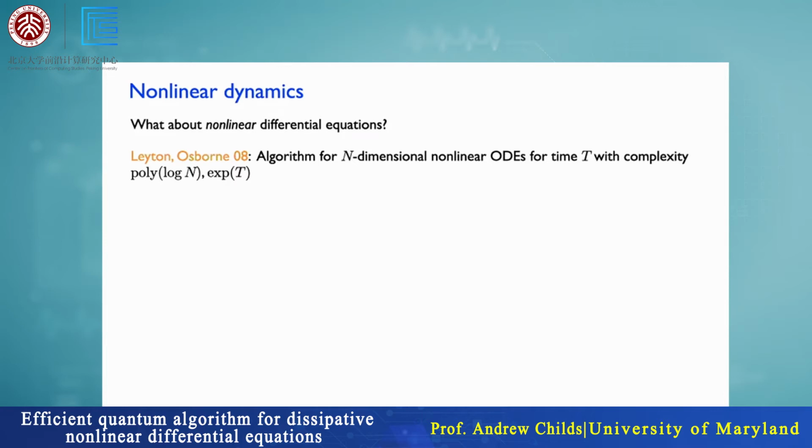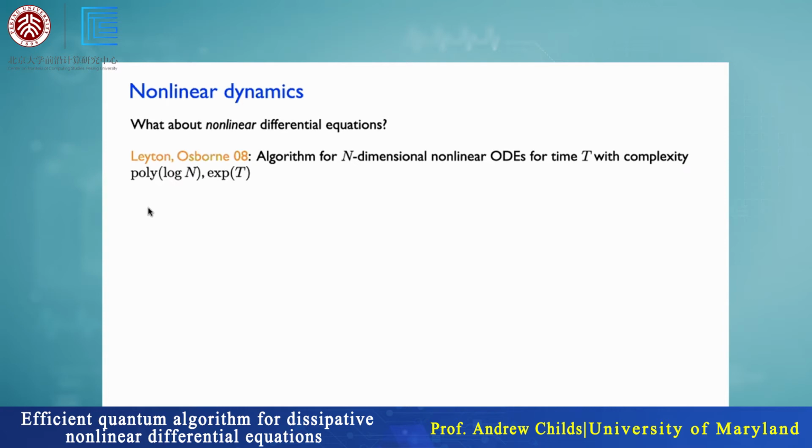So it's clear that this is an important thing to think about. This was actually the very first thing that was done, even before this work of Dominic Berry on the special case of linear differential equations. Maybe just a month or two after this paper of Harrow, Hassidim, and Lloyd was posted, there was another paper by Leyton and Osborne where they proposed a quantum algorithm for nonlinear differential equations. What they hoped to do was to get the same kind of good scaling with dimension that we see in the Harrow, Hassidim, and Lloyd algorithm for systems of linear equations, namely that we produce this quantum encoding of the solution for an n-dimensional system with complexity that's only polynomial in the log of n.